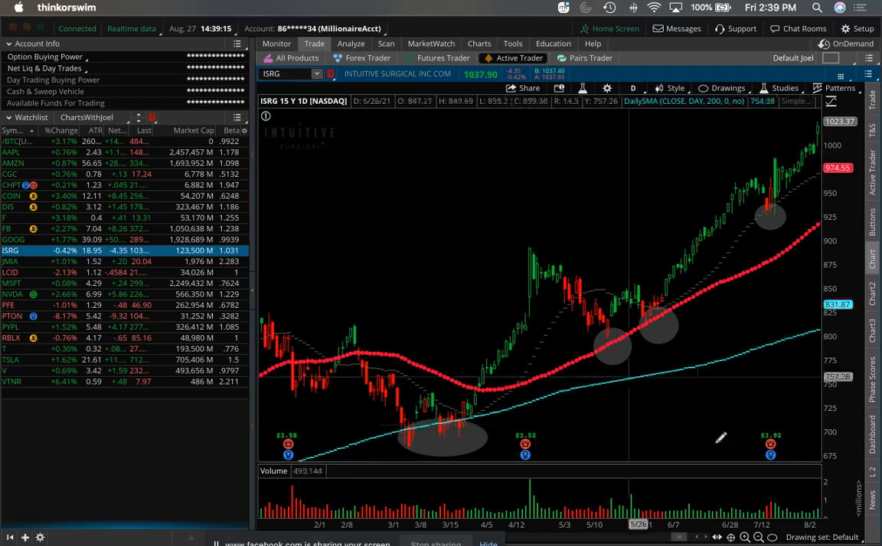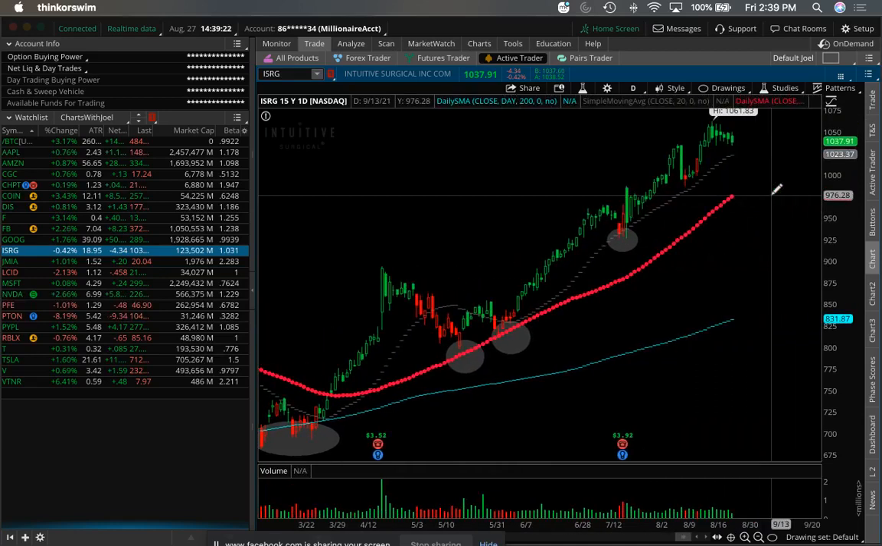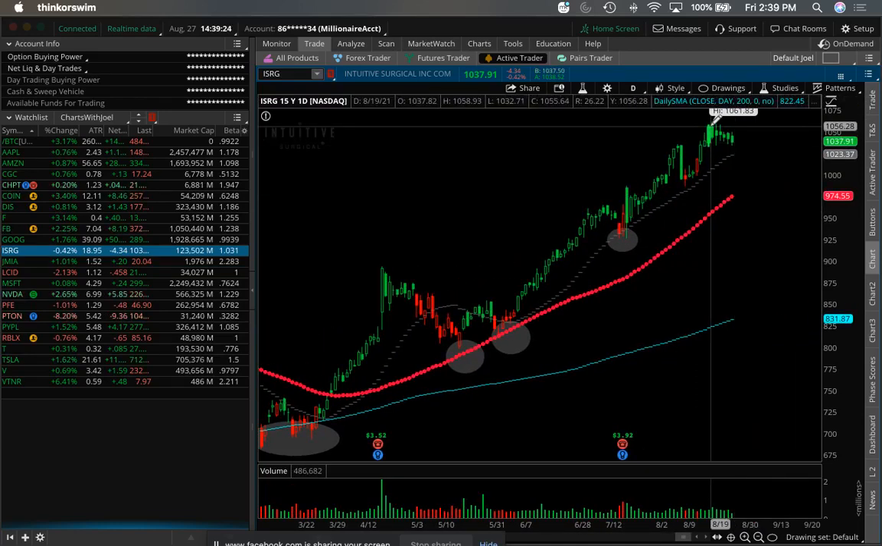I just did it by hitting the minus button. Okay? Here, here, here, here. So it's a bullish stock. Should you be buying it here? Nah, it's too high. Unless you're day trading.